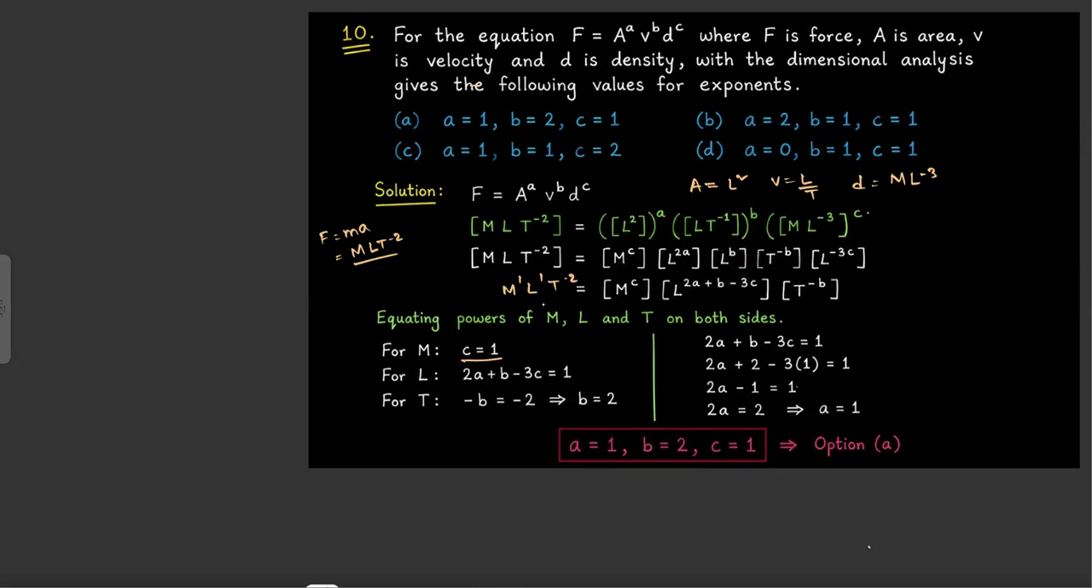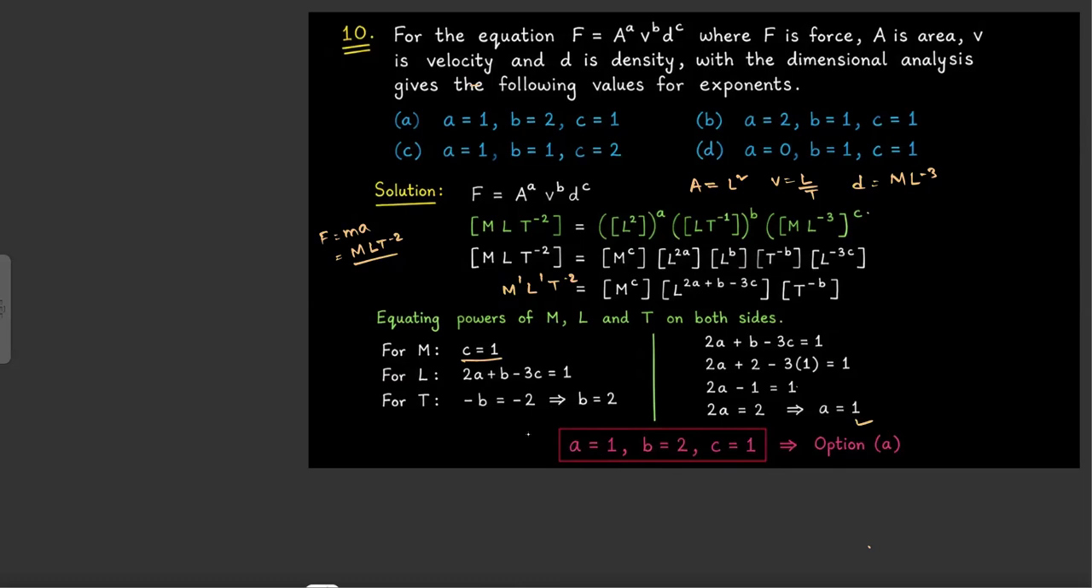Next, L to the power 1, so 2a plus b minus 3c equals 1, and T to the power minus b, so minus b equals minus 2, so b equals 2. And putting these values of c and b in this equation, you get the value of a, that is equal to 1. So this option is correct. From doing the entire calculation, we have found that this option is correct.